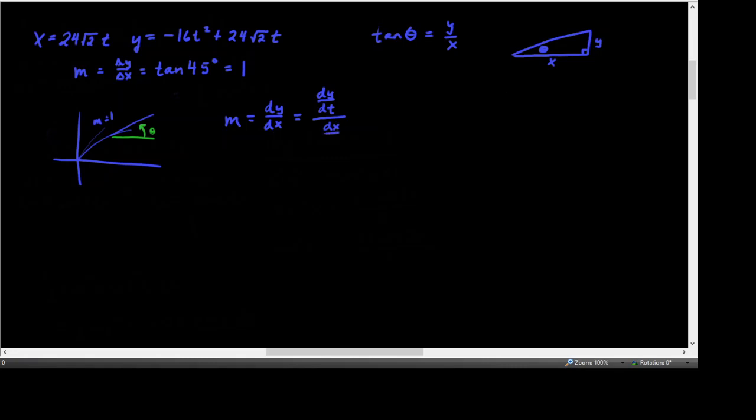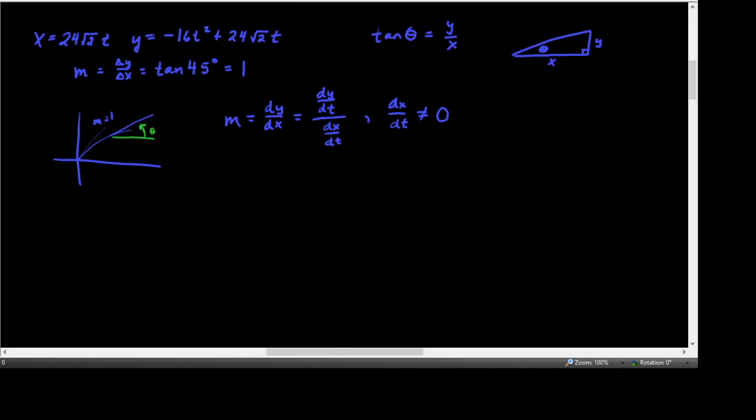And notice that this ratio of dy dt over dx dt would simplify to be dy dx because the dt's would cancel out. If you think about multiplying the numerator by the reciprocal of the denominator, you'll see that the dt's would cancel. And so this is the formula for finding dy dx parametrically: you find dy dt and you find dx dt separately, and you form that ratio. And of course you can't divide by 0.